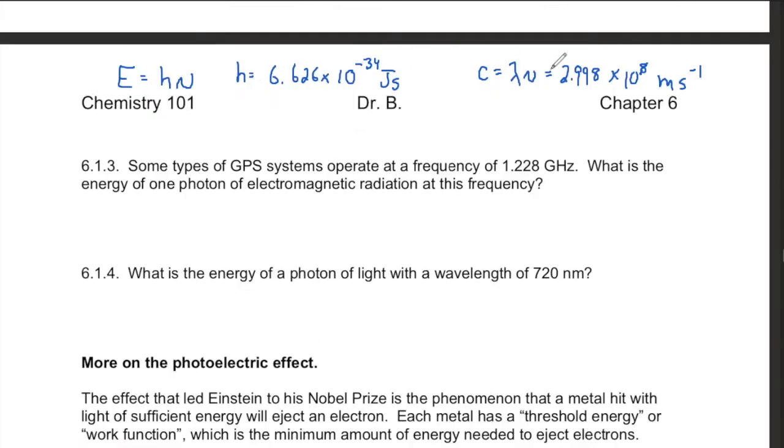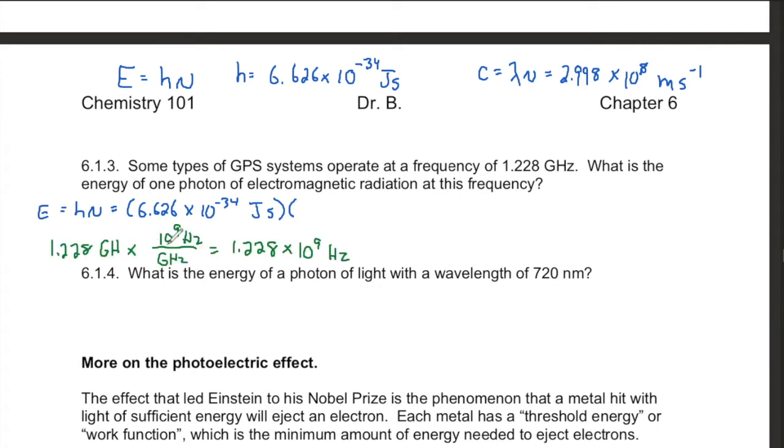So let's copy down these equations here and use them to solve some problems figuring out the energy of photons of different electromagnetic radiation. So the energy of one photon of radiation with this frequency would be Planck's constant times the frequency. I'm going to go ahead and get the frequency in hertz instead of gigahertz. Since a gigahertz is 10 to the 9 hertz, this would be 1.228 times 10 to the 9 hertz.